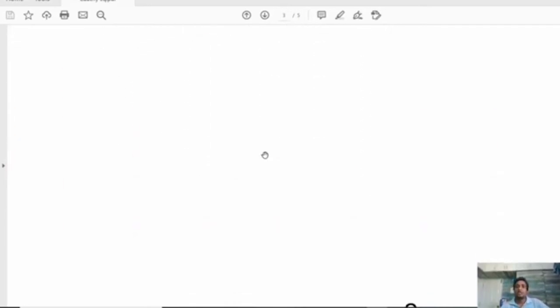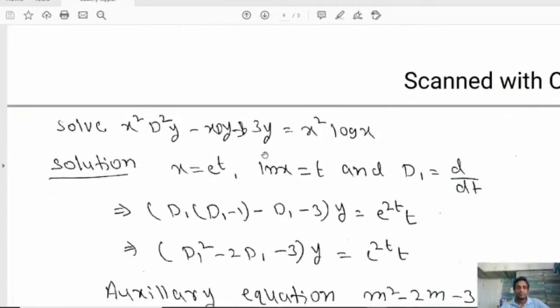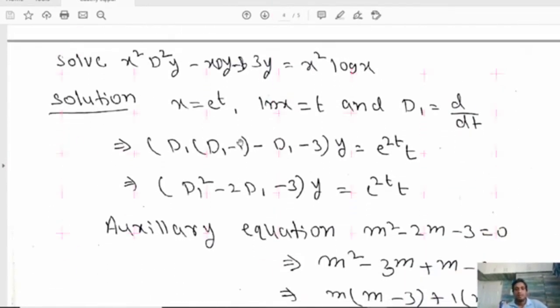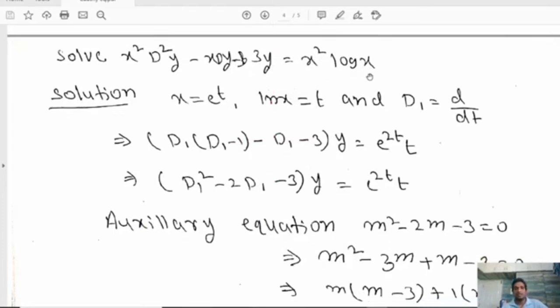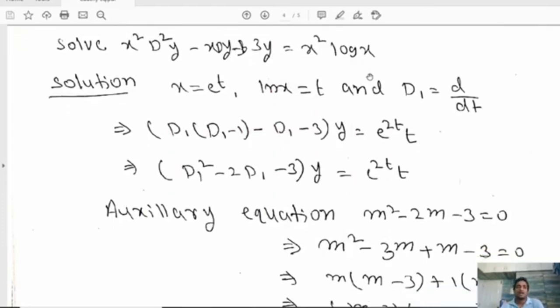And one more problem we are going to discuss now. That is x square d square y minus x dy minus 3y is equal to x square log x, or ln x. Easily we can confirm that this is a Cauchy Euler equation. Why? Because x square d square, x d. Okay, so what is the procedure?